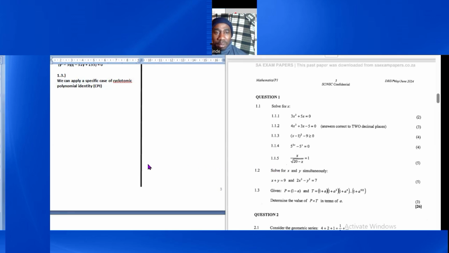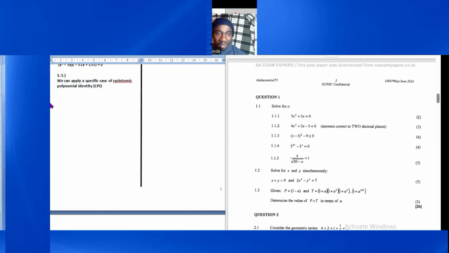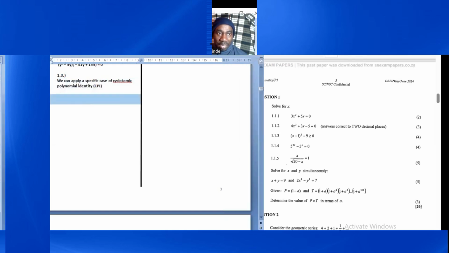So I've tried different ways to solve this question 1.3, but one of the methods you can use is a specific case of cyclotomic polynomial identity. That is what I will call CPI going forward, because I don't want to bore you with big terms. So we'll use a specific case of CPI to solve that question 1.3. The whole of this T, we can rewrite it, and let's see how we can do that.